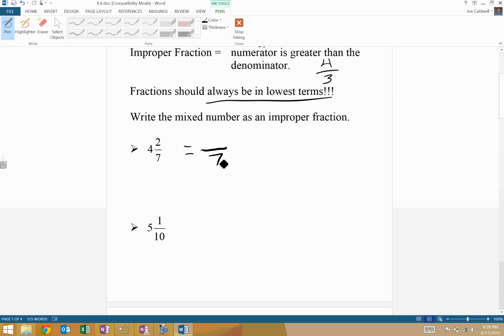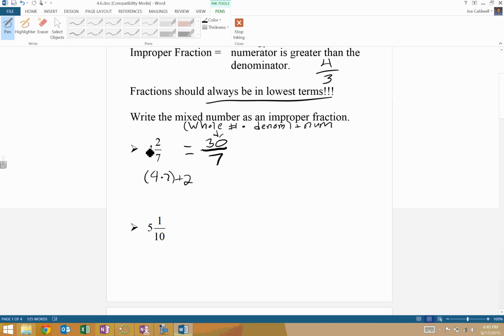So what we do is you take the whole number times the denominator, okay, plus the numerator to get your new numerator in your improper fraction. So in this case, it would be 4 times 7 plus 2. So that would be 4 times 7 is 28, plus 2 is 30 over 7.